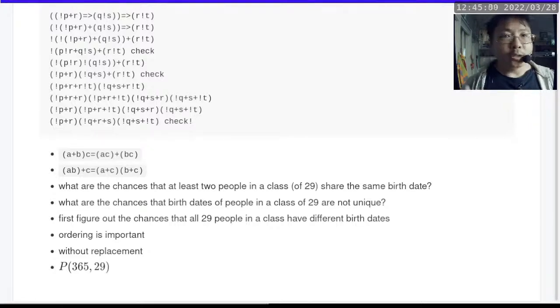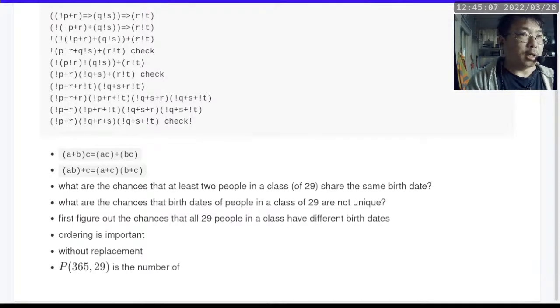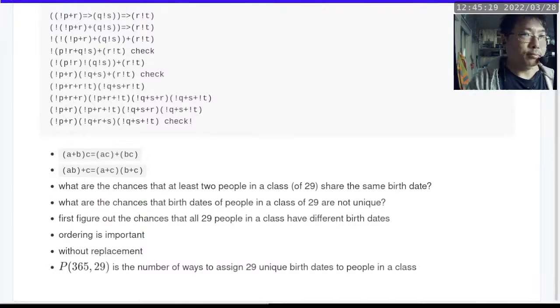But the question is, what is this representing? Well, what this is representing is the number of ways to assign 29 unique birth dates to people in a class. But that by itself is not a probability, right?